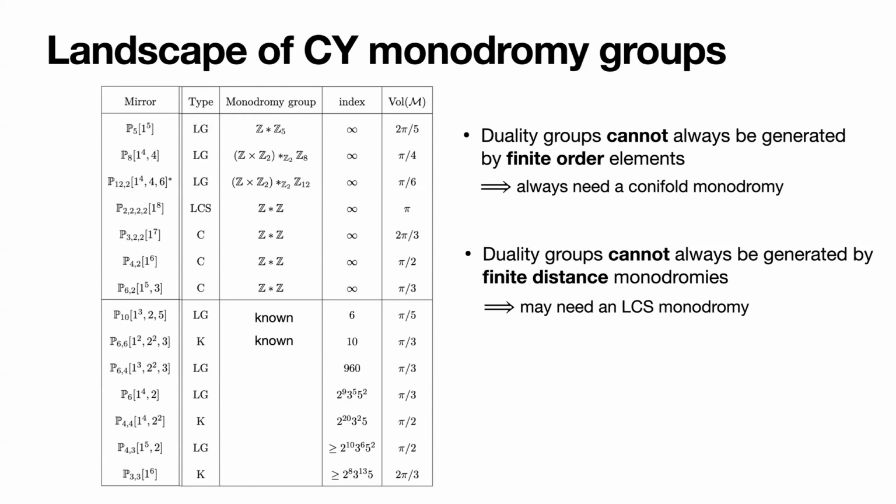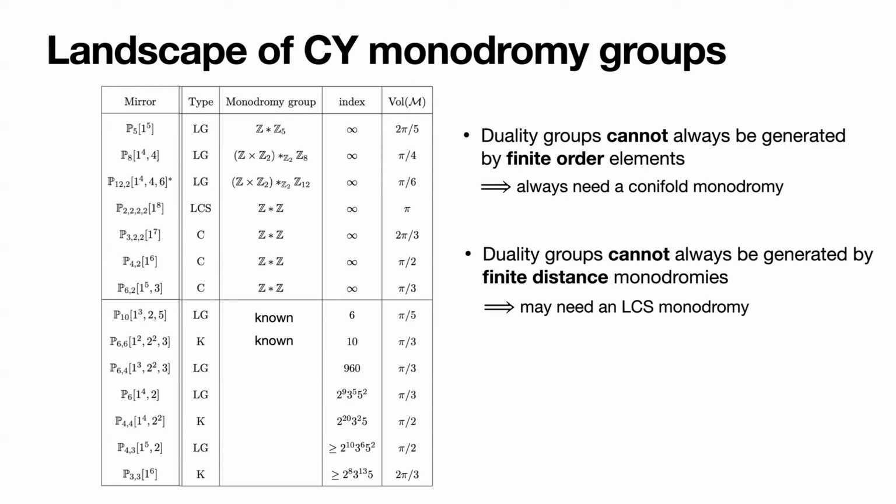Secondly, even this finite distance requirement is not a necessity, because there are examples where the duality group is generated by an infinite order monodromy, which is precisely this fourth row here, this Z times Z monodromy group, where you have 2 LCS points. You can choose to generate one of the 2 monodromies by a conifold point, but the other one always has to be generated by an LCS point, so an infinite order monodromy point.